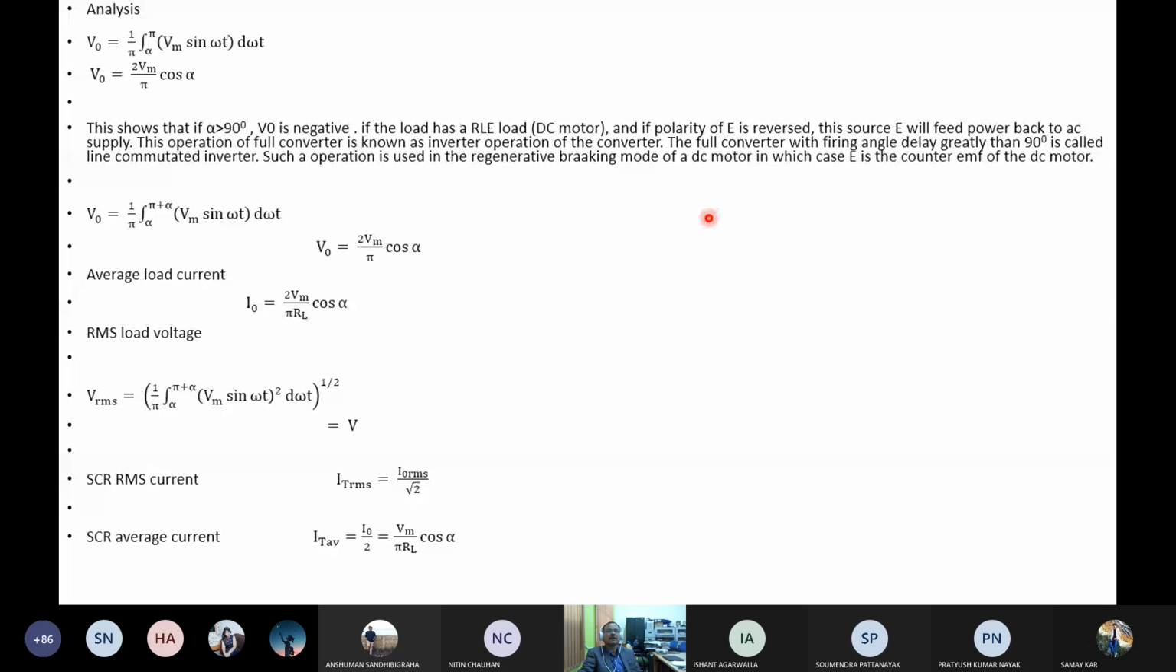For regenerative action, the polarity of the back EMF has to be reversed. The excitation has to be reversed. Then only power will be fed back to the source. So note it down. Any doubt you can ask me.